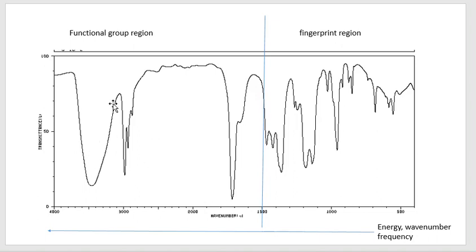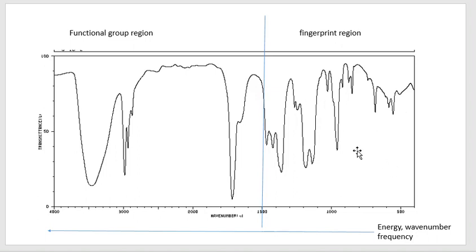Just to give you a heads up on that, this big band over here to the left, with the max at about 3500, is an OH, an alcohol. We have this thing at 3000, which is a bunch of CH bonds. And then over here at about 1700, that's a carbonyl. You'll get used to reading that. I can't tell anything more about the molecule than that it has a carbonyl and an OH group in it. But still, that's some information.